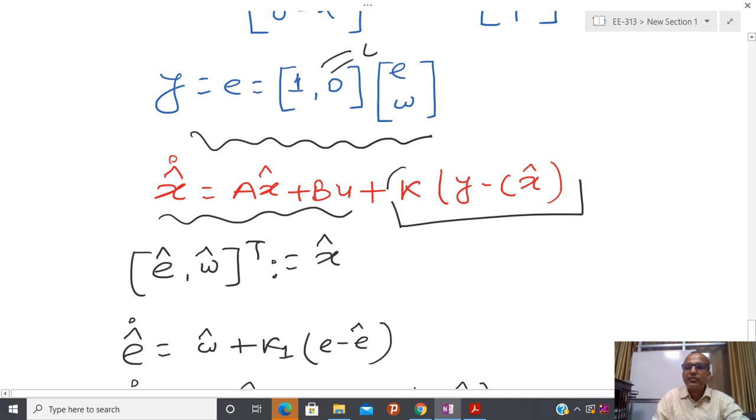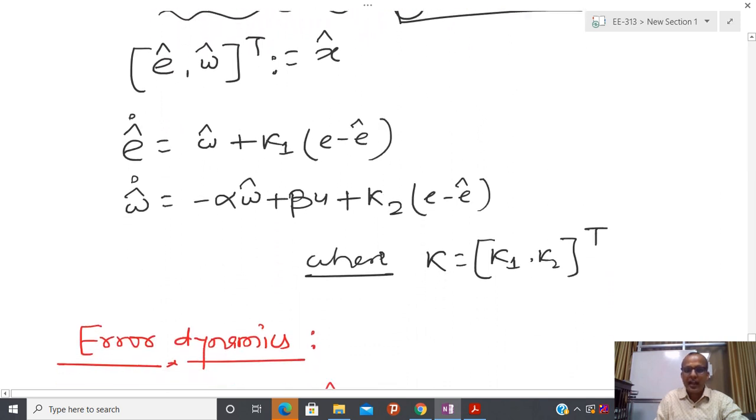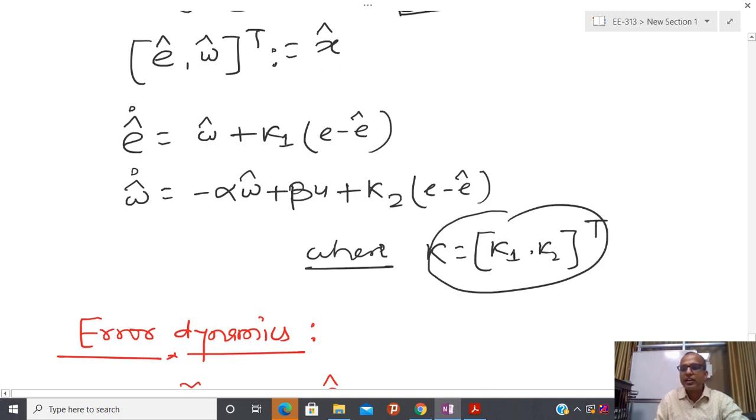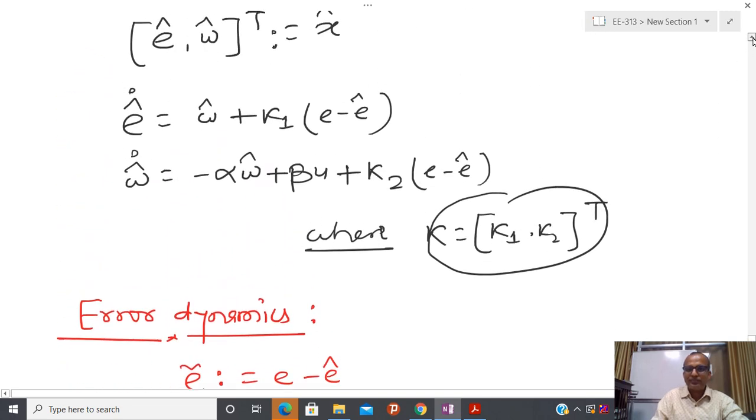Because I know everything, I have to design k, and in order to design k, I have to define the error. Here I am assuming that this k has two parts, k1 and k2. In terms of error dynamics, I can write the equation like this, and now I can design k1 and k2 such that the eigenvalues of this matrix are strictly negative. In this way you are able to design an observer based controller.